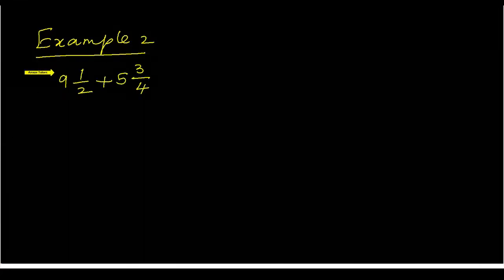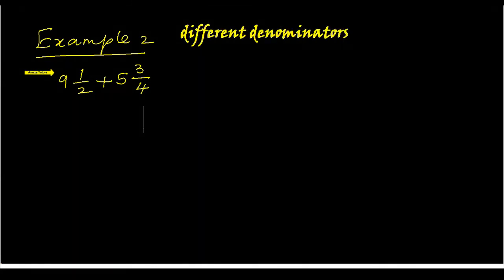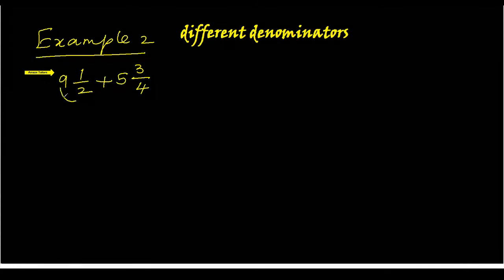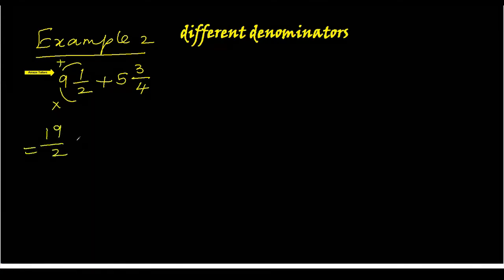This is with different denominators. Same method, convert them to improper fractions first. 2 9s are 18, 18 plus 1 is 19, so 19 over 2. Convert the other mixed number to an improper fraction. 5 4s are 20, 20 plus 3 is 23 over 4.